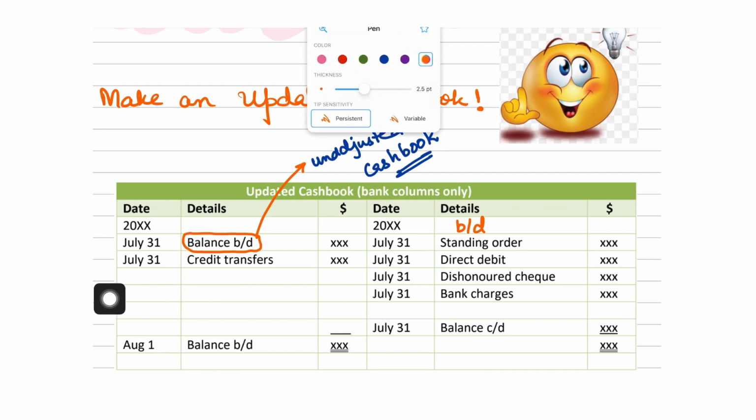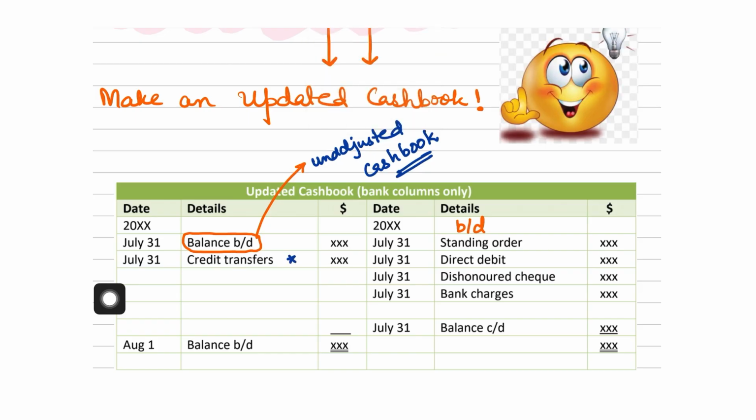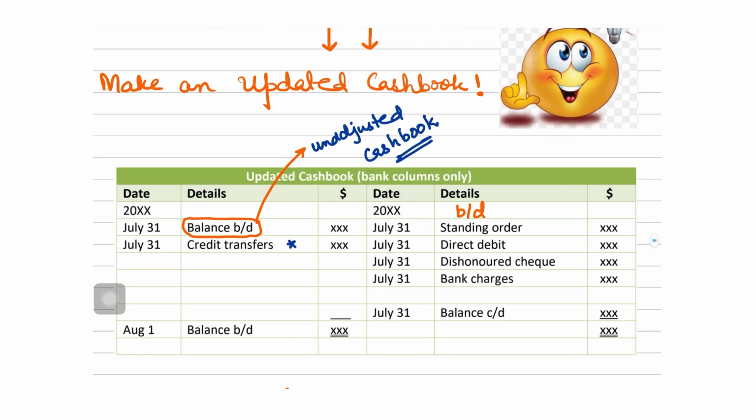Now what will appear on the debit side? Only credit transfers, right? Checks received from third parties, for instance interest income or dividend income. And everything else will usually appear on the credit side, that is standing order, payments to third parties, direct debit. What was standing order? The timing and the amount is fixed. In direct debit, the timing and the amount is not fixed. Dishonored checks, and lastly bank charges or bank interest, right? All these will appear on the credit side.